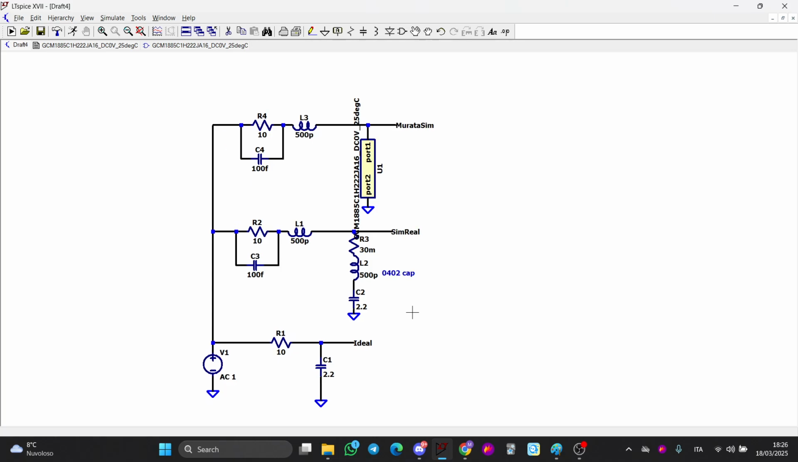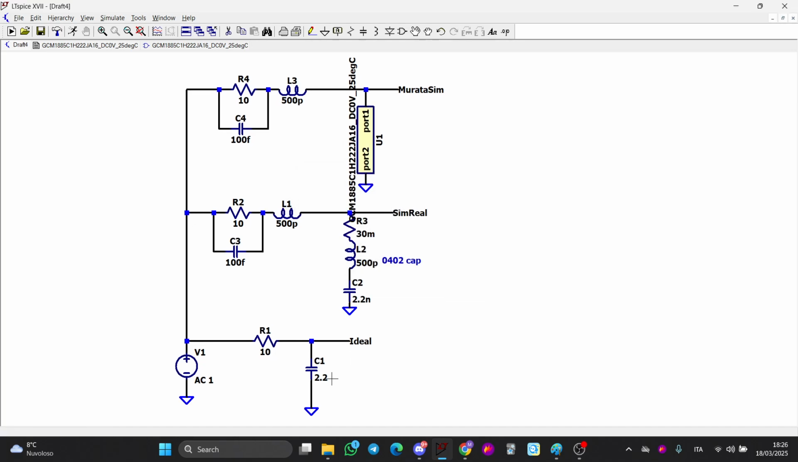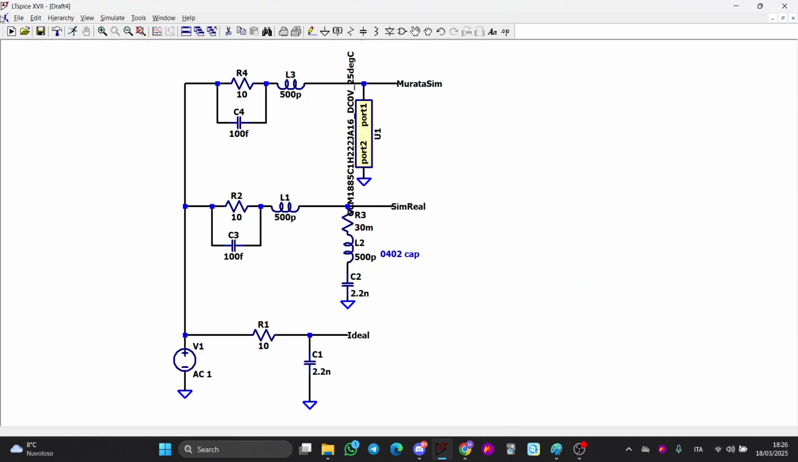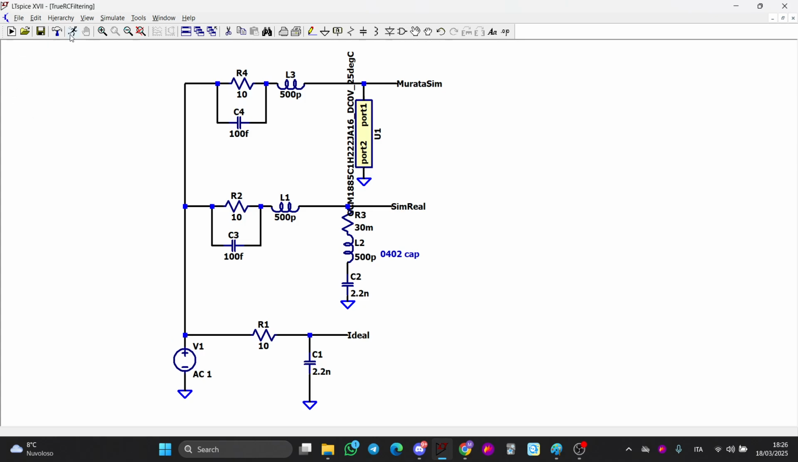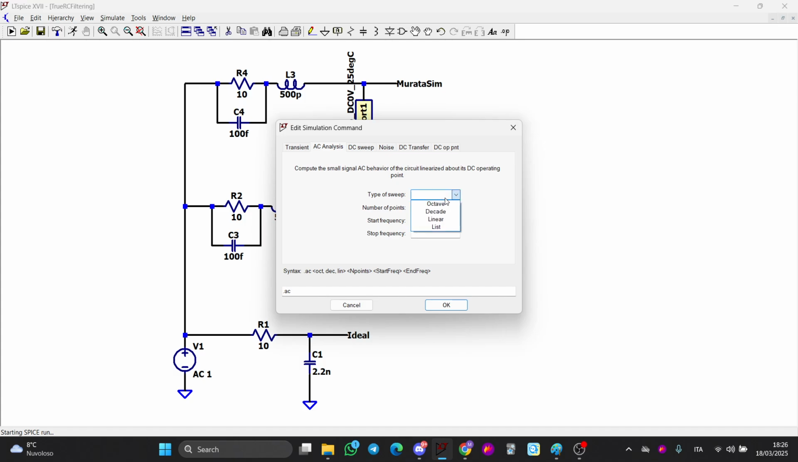So, we have our three models of RC. The first is the ideal. Sorry, this is 2.2 nano. I forgot the nano. And 2.2 nano. So, let's close this. We don't need it. Let's close also this. Let's save the file as true RC filtering. And let's run the simulation. In the AC analysis, decade, 100 points per decade, 1 kilohertz and 1 gigahertz.